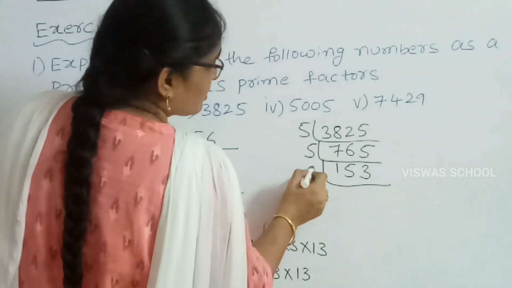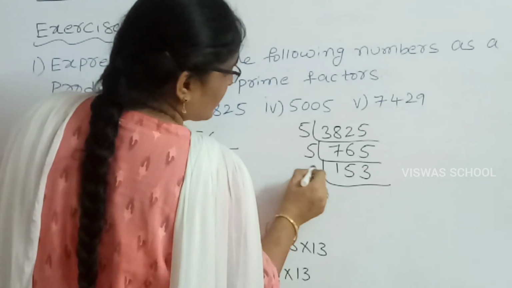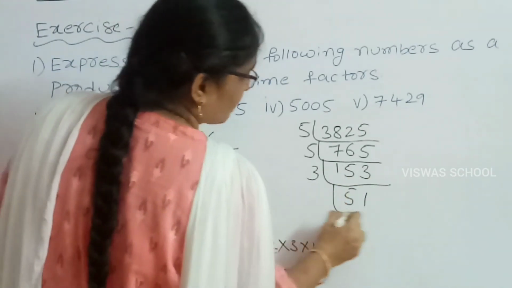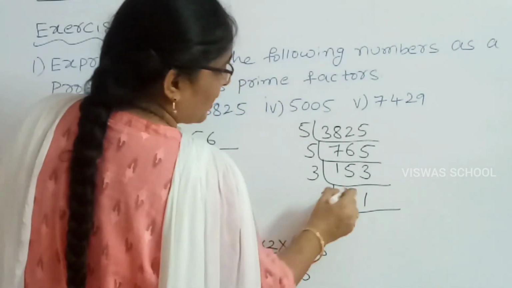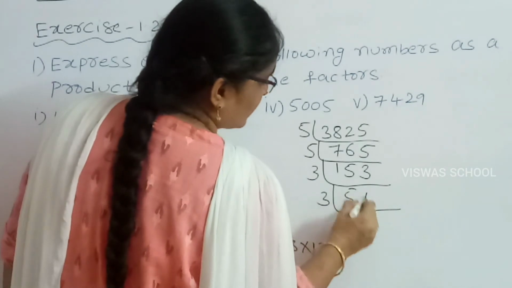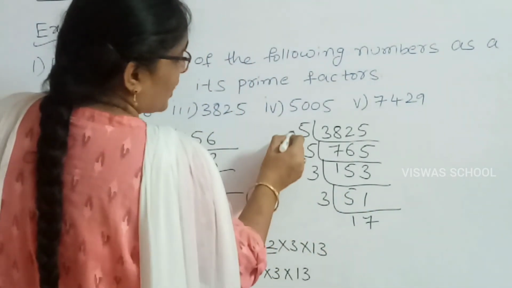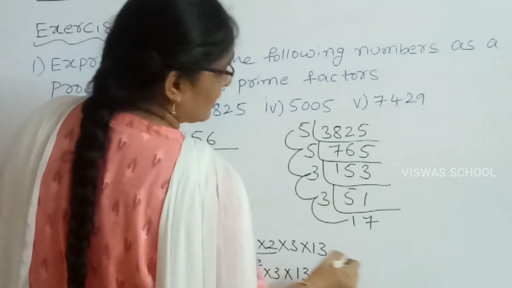Now what remains here? 153. Here I am taking 3. That is 3 5s are 15 and 3 1s are 3. And next also I am doing with 3 only. That is 3 1s are 3. Remaining is 2 here. That is 21. That is 3 7s are 21. That is 5 into 5 into 3 into 3 into 17.